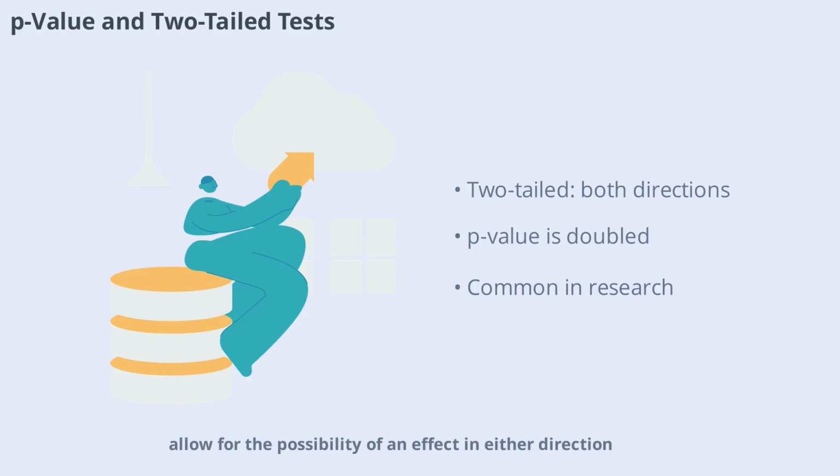Two-tailed tests are more common in research because they allow for the possibility of an effect in either direction. The p-value in a two-tailed test is typically double that of a one-tailed test for the same data, reflecting the broader range of possible outcomes. Always match your test type to your hypothesis.